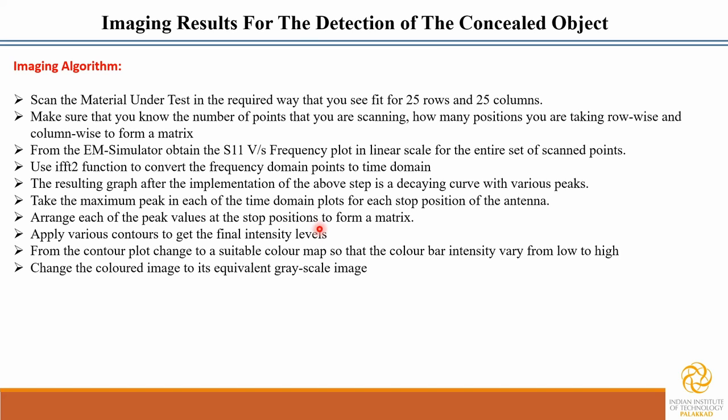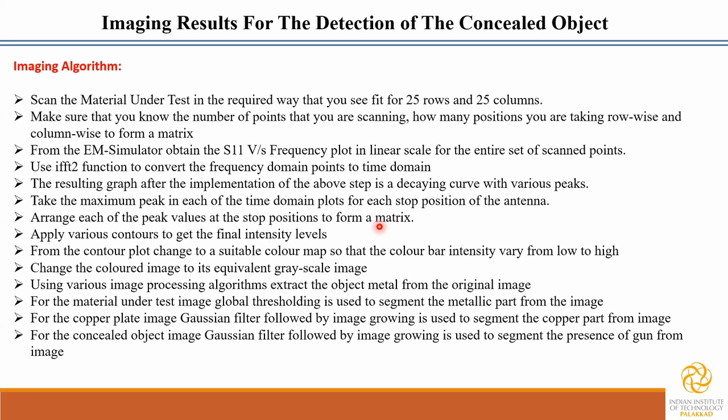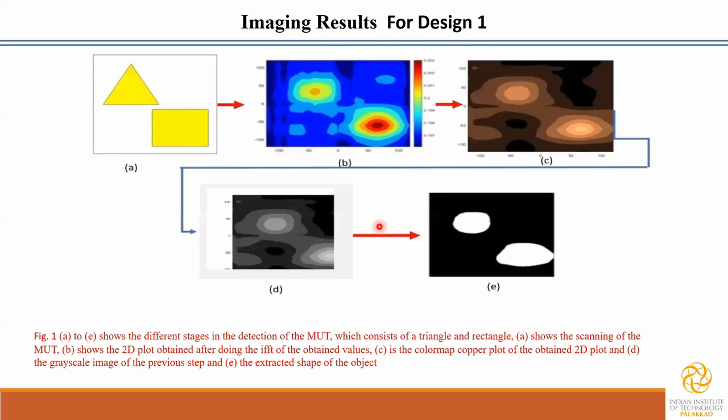So you have to take the maximum peak in each of the time domain plots for each step position of the antenna. Then you have to arrange each peak value at the step position to form a matrix. Then you have to apply various contours to get the final intensity level. From the contour plot, change to a suitable color map so that the color bar intensity varies from low to high.